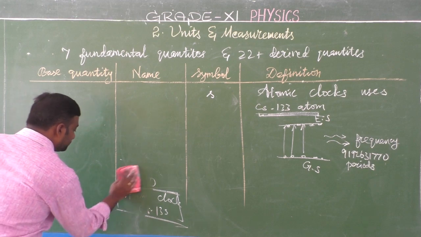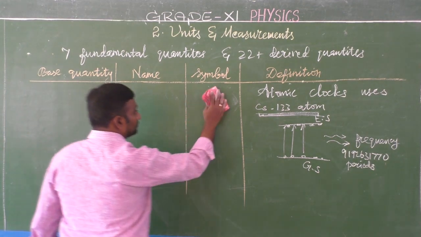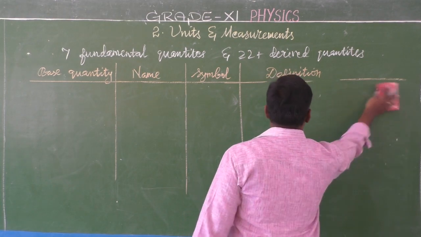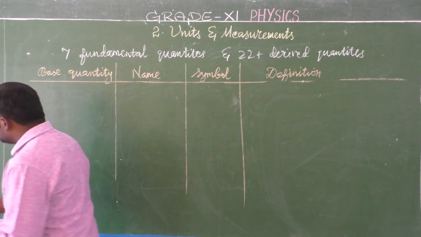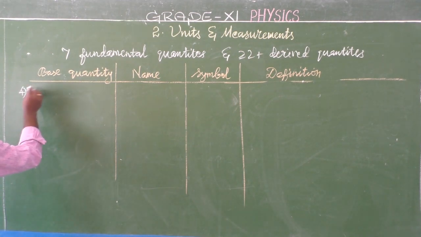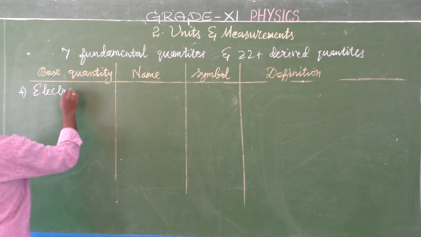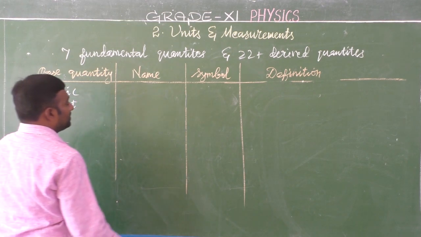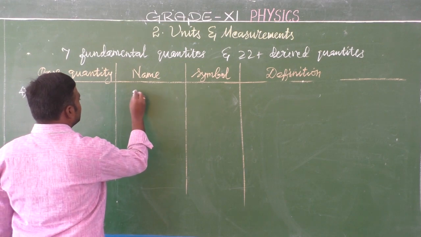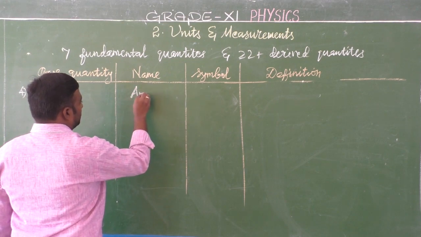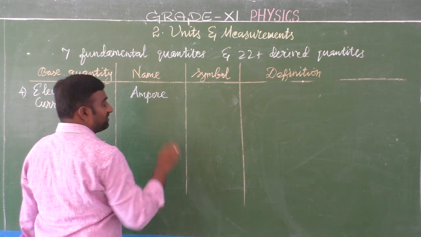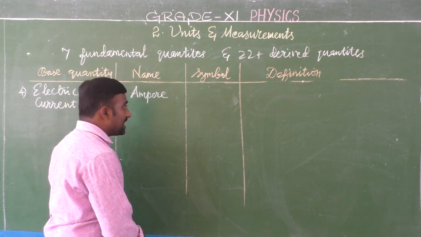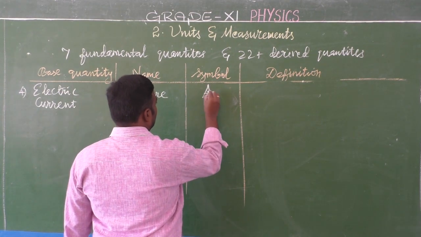electric current. What is electric current? The fourth physical quantity is electric current. The SI unit of this physical quantity is ampere. It is named after the scientist Andre Marie Ampere. So the symbol is A, capital A.